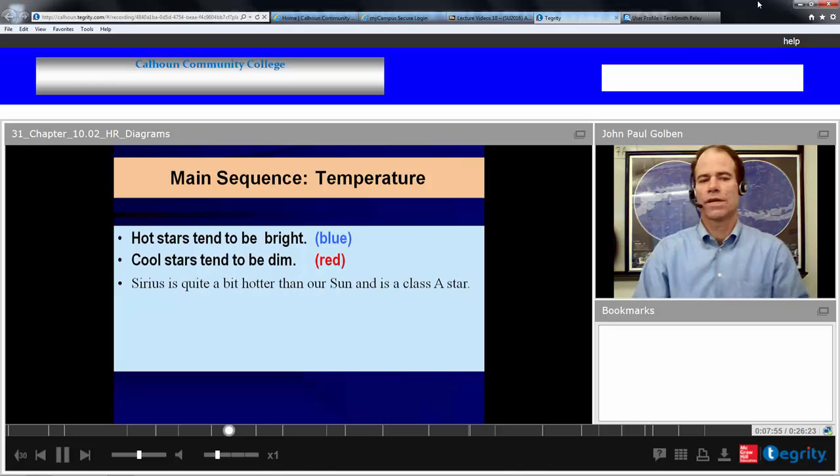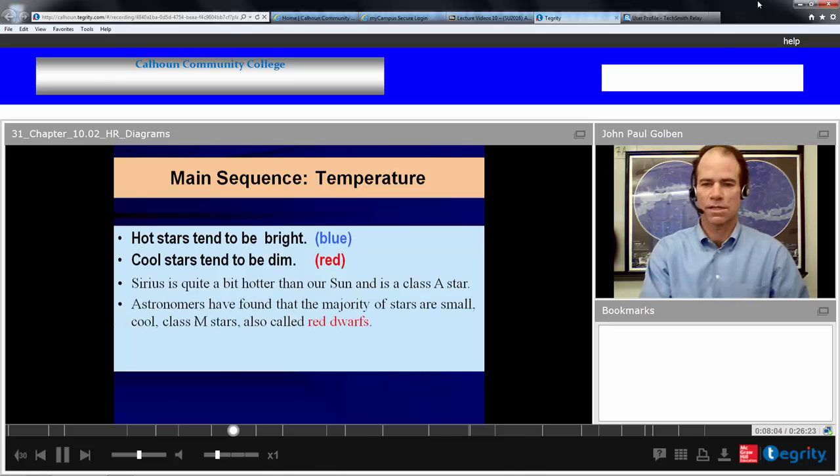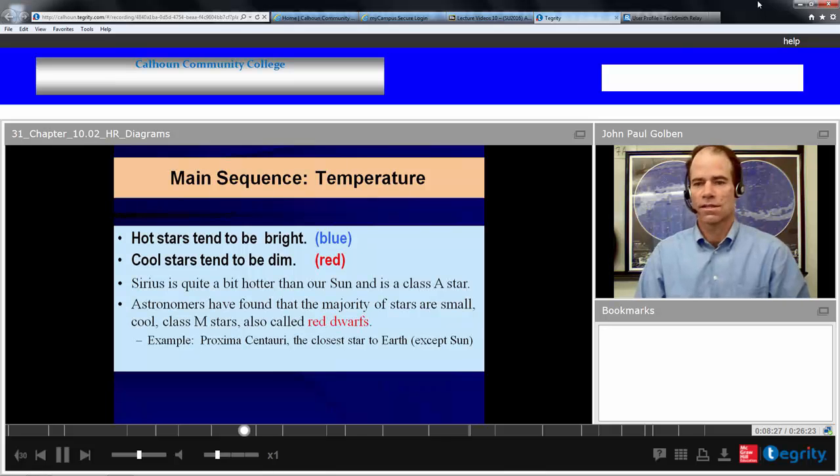For example, Sirius is quite a bit hotter than our Sun. It's on the main sequence, and it is a class A star, so it is hotter than our Sun, which happens to be a class G star. Astronomers have found that the majority of stars are actually small and cool class M stars, which are called red dwarfs. So the majority of stars in the sky are actually cooler than our Sun and are red dwarfs, not very bright. An example would be Proxima Centauri, the closest star to Earth other than the Sun.